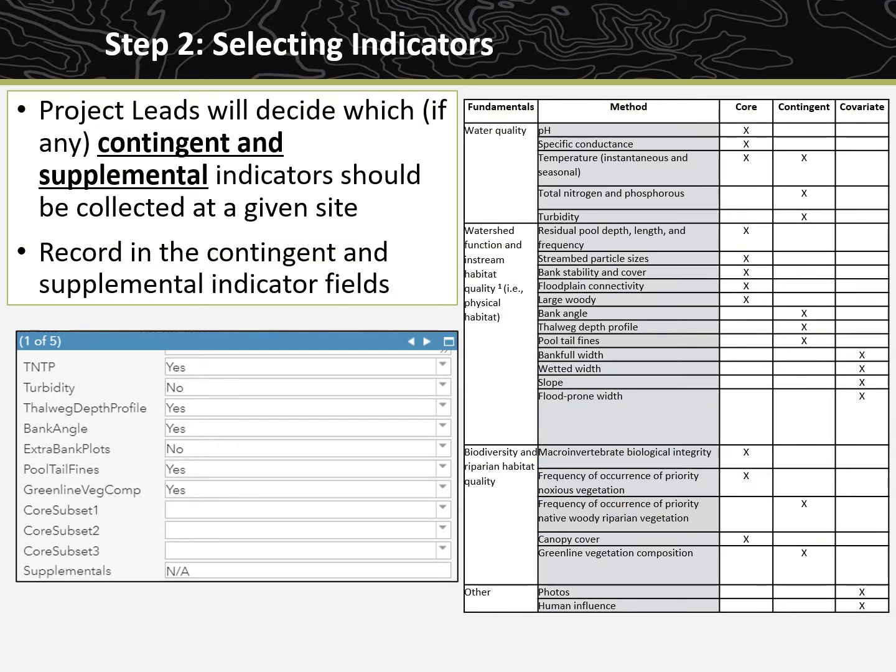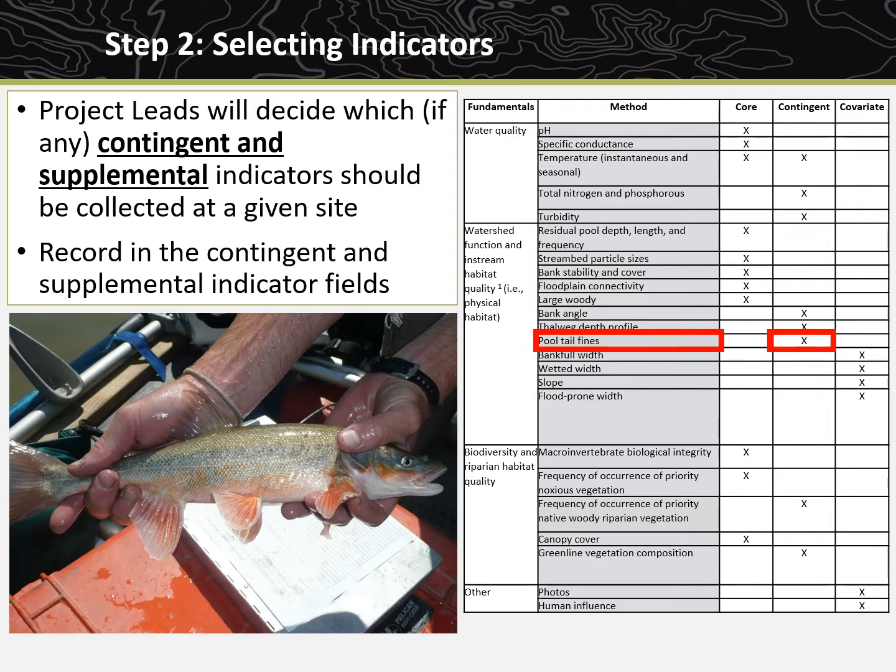Next, the project leads should choose which, if any, contingent and supplemental indicators should be collected at a given point and record it in the contingent and supplemental indicator field in the points layer. These fields have been auto-populated by the National AIM team based on project planning information, but indicators to be collected may be changed for individual points. For example, a project lead may choose to sample pool tail fines because they have management questions related to available habitat for fish spawning in their field office. Those that are managing the design should get in contact with project leads and the National AIM team if they have questions on why certain indicators were chosen for a given point.